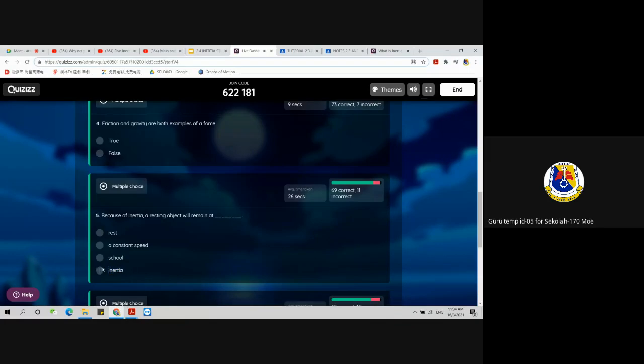If you choose this option, what is the meaning of the whole sentence, right? It's very strange: because of inertia, a resting object remains at inertia. Very flat. So the correct answer is remain at rest.